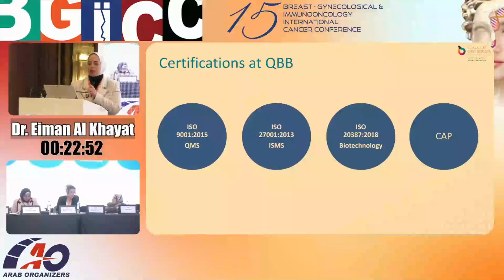As I mentioned in the previous slide, to ensure we are providing services, tests, samples, and data of the highest quality, QBB achieved accreditation and certification, including 3 ISO certifications and 1 College of American Pathologists certification. The first certification is ISO for Quality Management System. The second is ISO for Information Security Management System. The third is ISO for Biotechnology and Biobanking. The fourth is College of American Pathologists, which is the CAP accreditation.